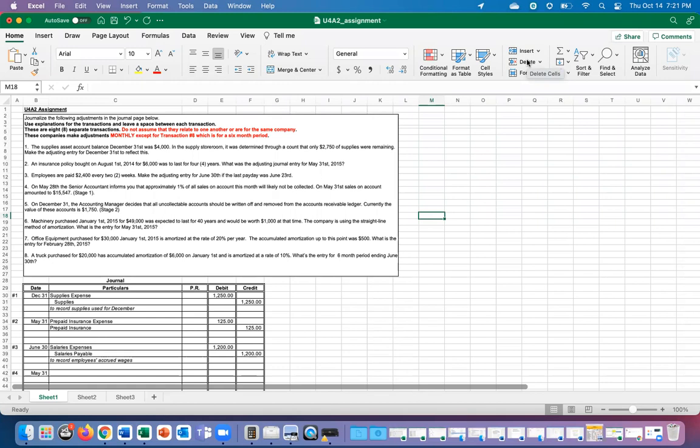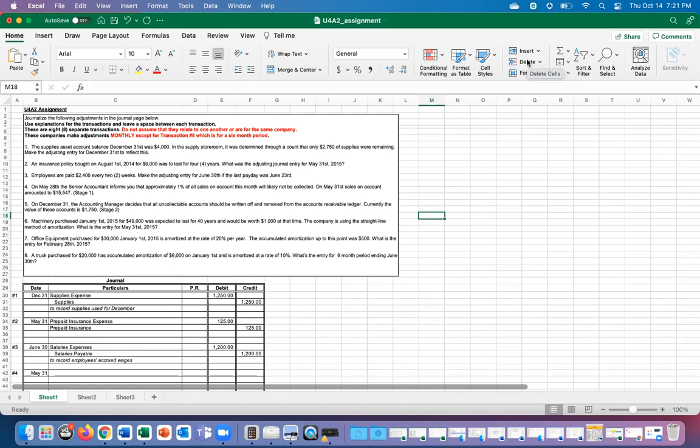So first, what is bad debt? Bad debt is simply the amount in your accounts receivable, the money that you're going to receive from clients or customers that you don't actually think you're going to get. You're not going to be able to collect it. They're not going to pay for one reason or another.